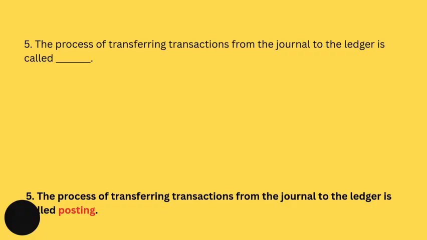Let's talk about the process of transferring transactions from the journal to the ledger. This crucial step is known as posting. As you see, the blank is posting. Posting ensures that all our transactions are accurately recorded and categorized, which is vital for maintaining clear financial records.